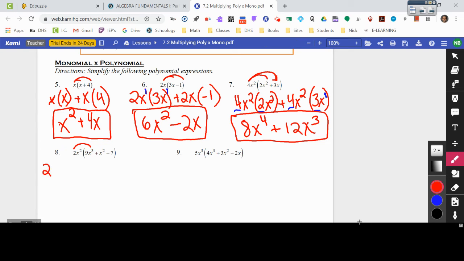All right, we're going to take our 2x squared and we're going to multiply by 9x to the third power. All right, and then we're going to take that 2x squared and we're going to multiply it with that positive x squared.